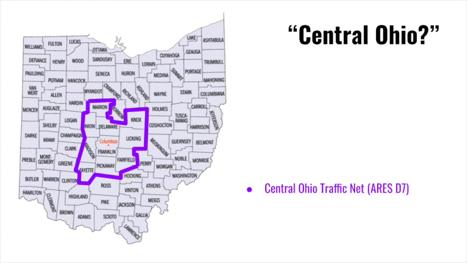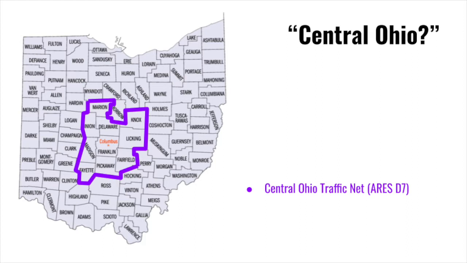Turning our attention to the Central Ohio Traffic Net, the question arises, what exactly do we mean by Central Ohio? Well, because we have organized such that we are going to be now in support of ARES District 7, what that means is the 10-county area of central Ohio, that is Marion, Union, Delaware, Knox, Madison, Franklin, Licking, Fayette, Pickaway, and Fairfield counties.